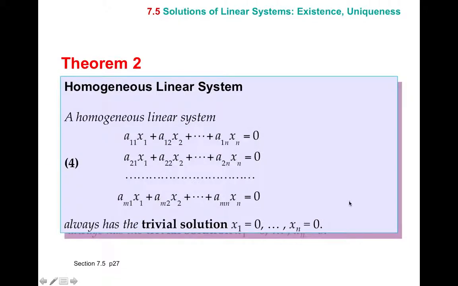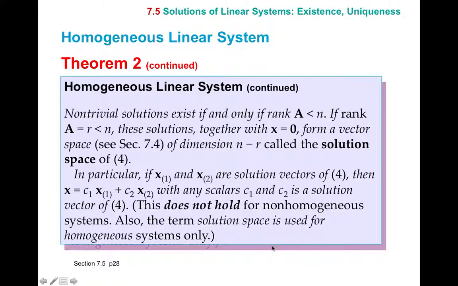So here's an example of what a homogeneous linear system looks like. Notice all of our b's are zero. And this will always have the trivial solution where all of your x's are equal to zero. Now, non-trivial solutions will exist if and only if the rank of A is less than n. If the rank of A is equal to r, which is less than n, then all of these solutions, together with x equals 0, will form a vector space of dimension n minus r called the solution space.